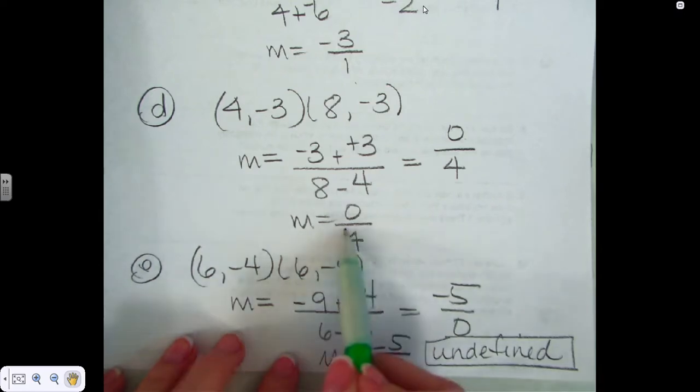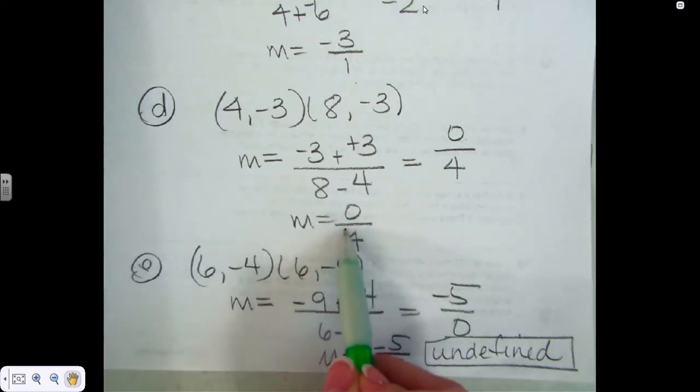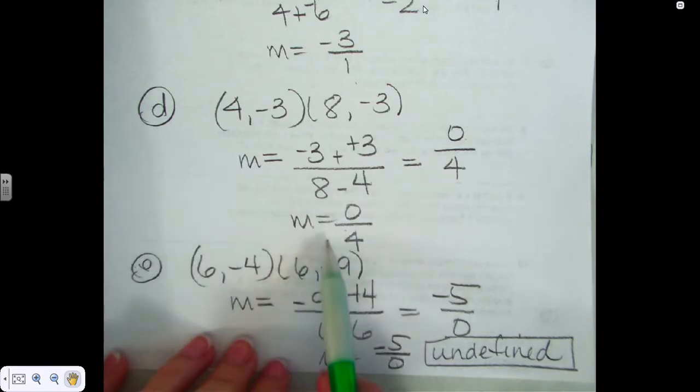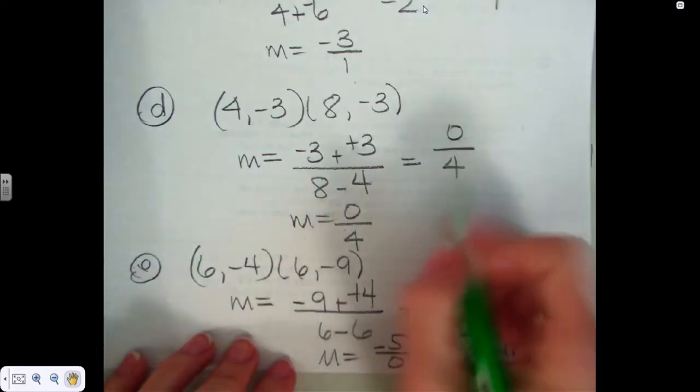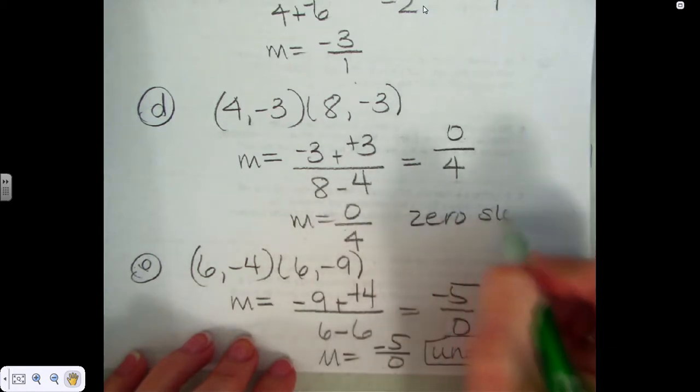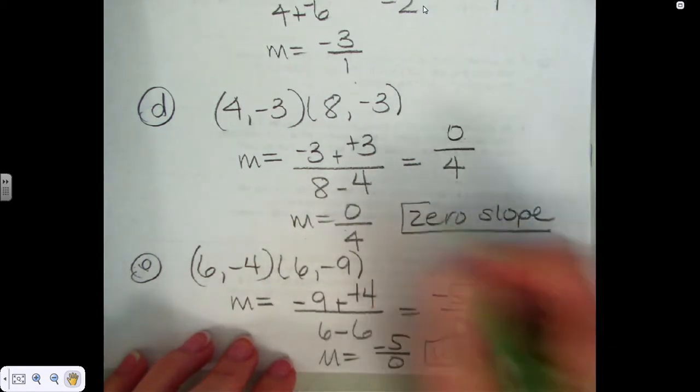And let's go up here and just give it what it's called. m is equal to 0 over 4. This is a 0 slope. And again, we'll talk about this tomorrow in class.